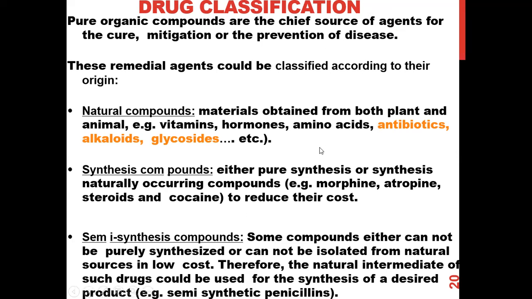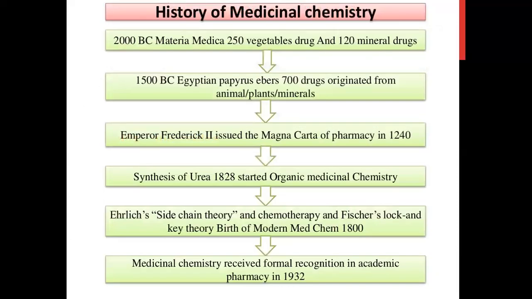These compounds are based on the literature available in the Materia Medica in 2000 BC, in which 250 vegetable drugs and 120 mineral drugs were isolated. Further, in 1500 BC, the Egyptians gave literature about 700 drugs originating from animals, plants, and minerals. Later, Emperor Frederick issued the Magna Carta of Pharmacy in 1240, which further evolved into the synthesis of urea in 1828, which started medicinal chemistry. Then medicinal chemistry received formal recognition in academic pharmacy in 1932.